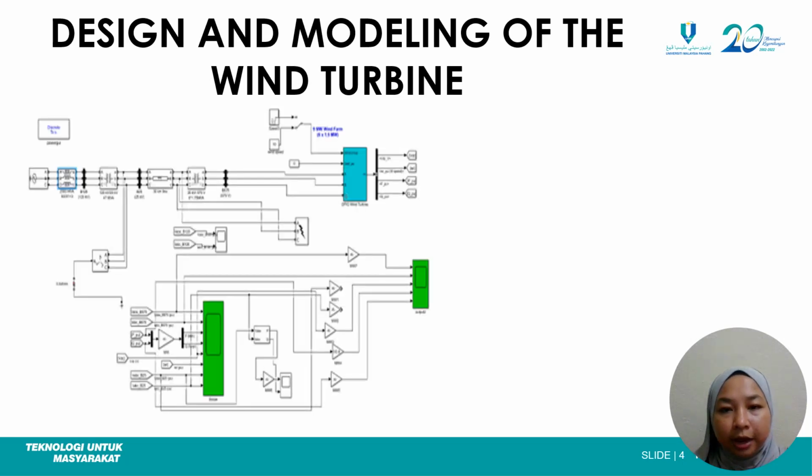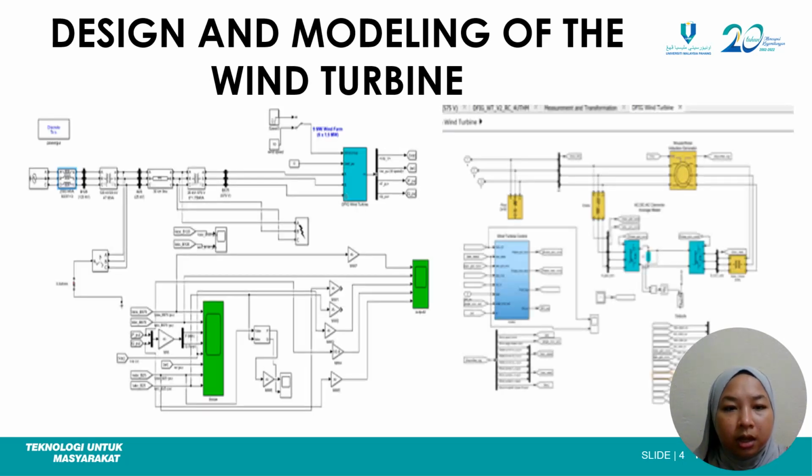For the design and modeling of the wind turbine, Figure 1 shows the 9 megawatt wind farm with 6 wind turbines generating 1.5 megawatt each. The grid transmission line is connected with a high voltage 3-phase source, which is 120 kilovolt. It is connected with a step-down transformer, and then another step-down transformer connected to the DFIG wind turbine.